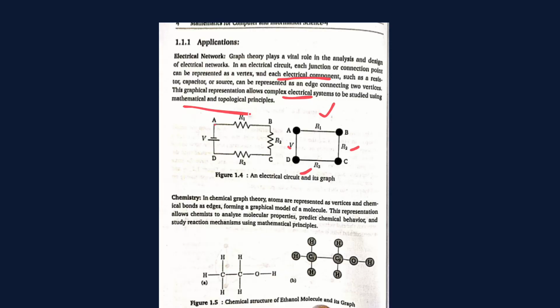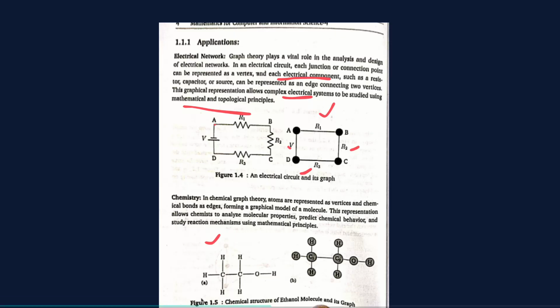If you have very complex electrical systems like that, by converting them like this it is much easier to study the principles and all, okay. Then in chemistry, if you see the hydrocarbon chains and all, we represent the hydrocarbon chains in a graph form, right?